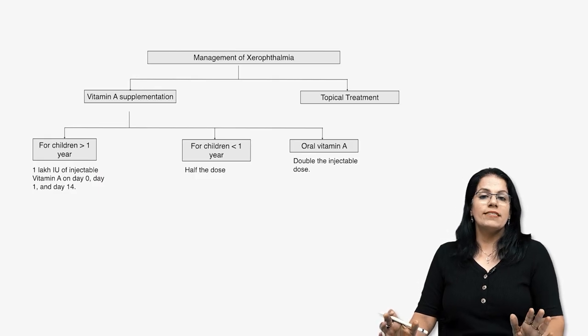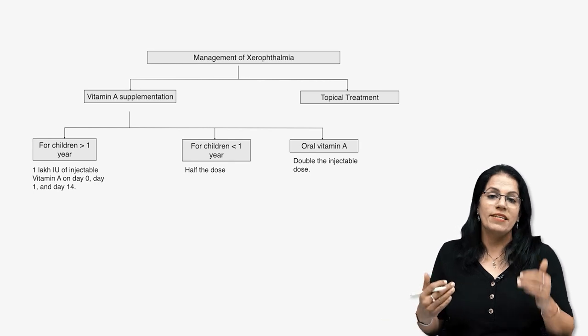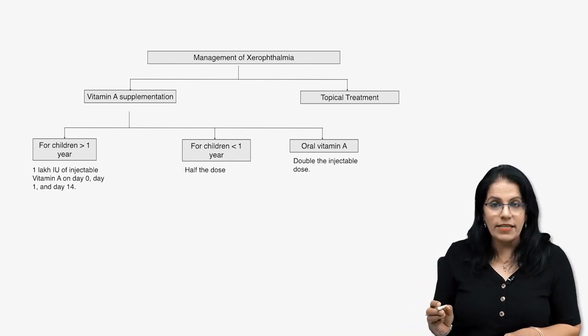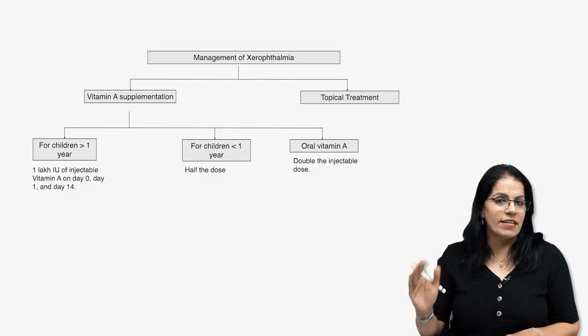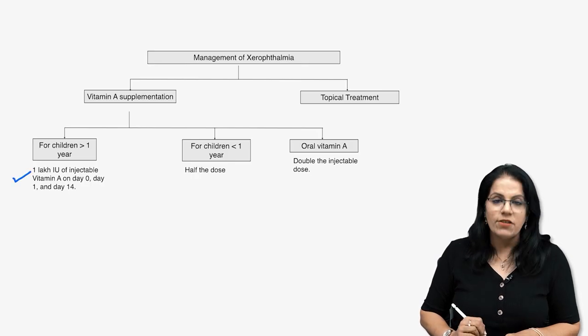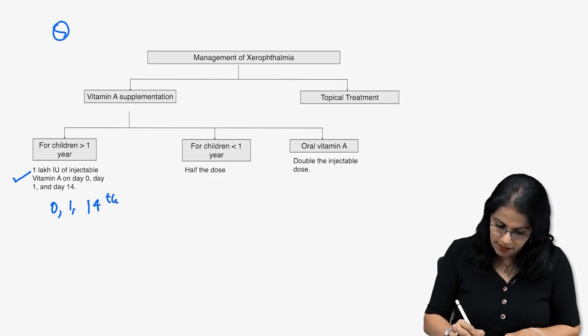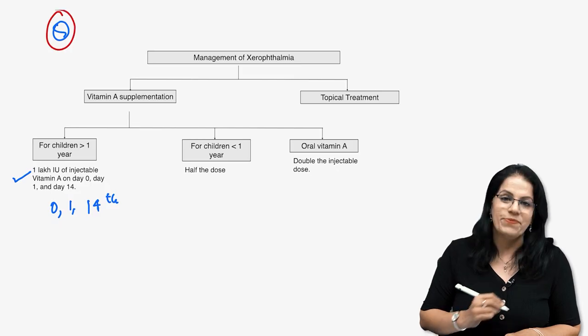We next talk about how to manage xerophthalmia. So there is a vitamin A deficiency, you want to give vitamin A, please know the doses. Vitamin A, if your patient is more than 1 year, injectable vitamin A 1 lakh international unit is given on 0, 1 and 14th day. This is important, 0, 1, 14. This is asked in the exam, it's important. All of you, it's a Q.